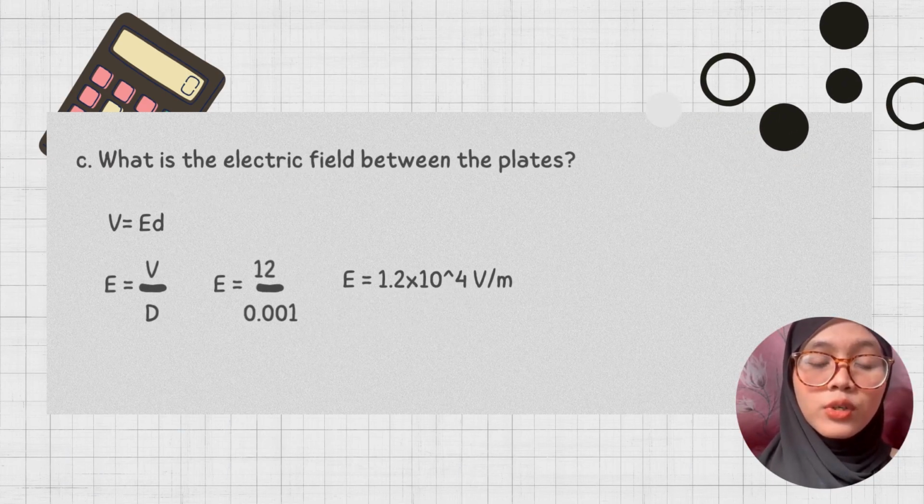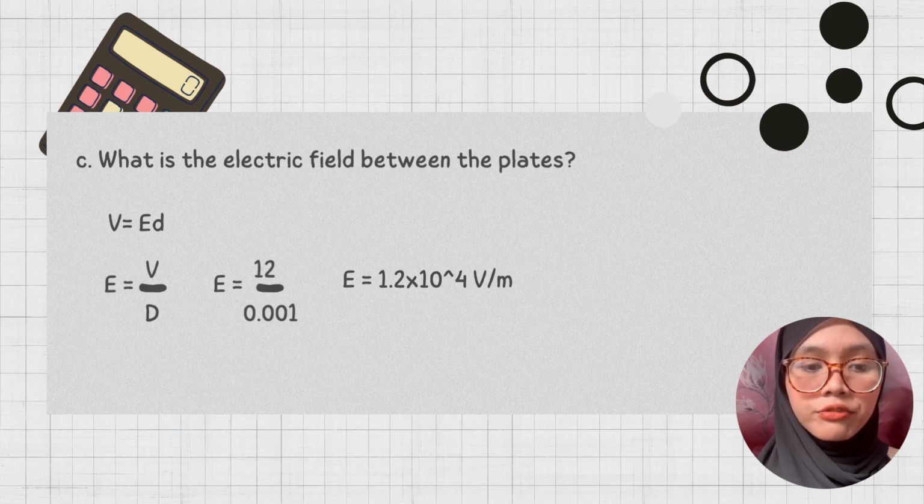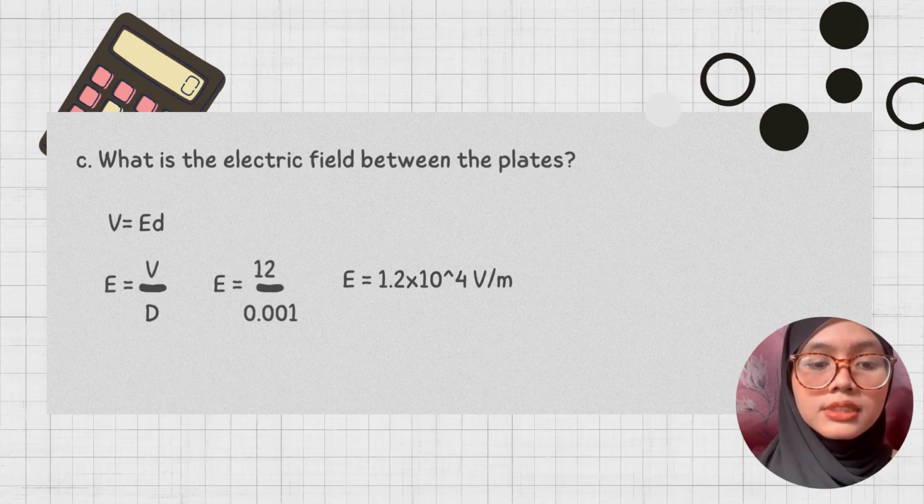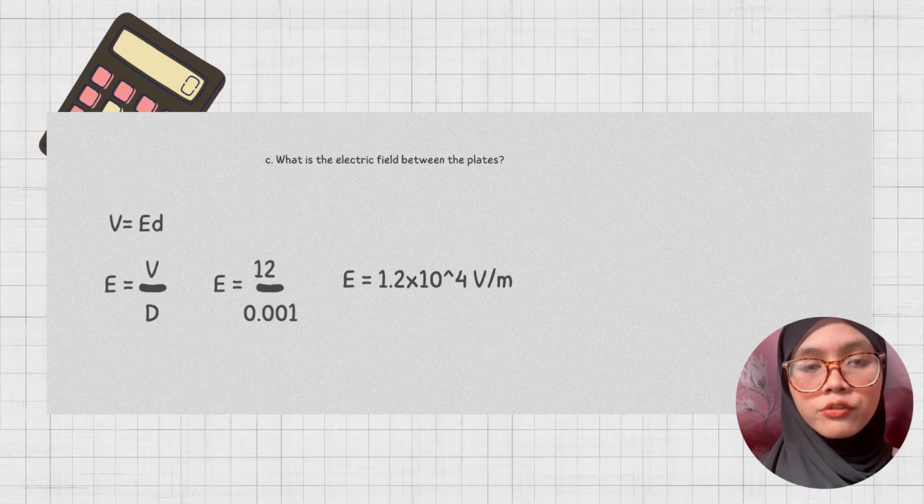Last question, what is the electric field between the plates? V equals ED. The question wants the electric field, so we use E equals V over D. And lastly, we get 1.2 times 10 to the power of 4 V per m.